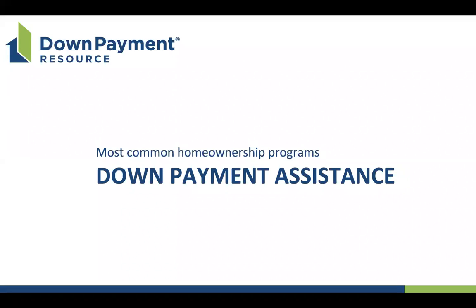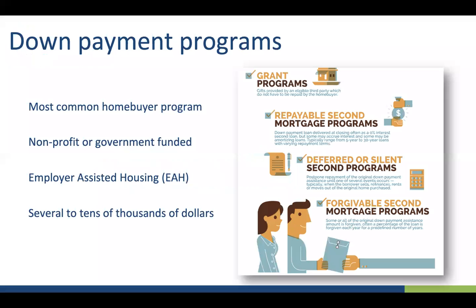So down payment assistance programs are the most common type of homeownership assistance or home buyer help out there. And I mentioned that down payment assistance, or DPA, really is kind of a catch-all term. It can mean a lot of different things, but broadly, these are nonprofit or government-funded programs, sometimes provided by employers. There are employers out there that will sponsor and fund a down payment assistance program to recruit or to retain talent. But these programs can offer anywhere from several to tens of thousands of dollars. In higher cost markets, we see down payment assistance programs that offer a lot more money.